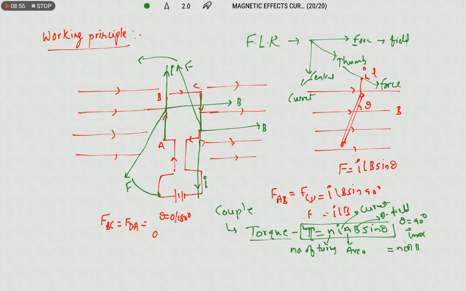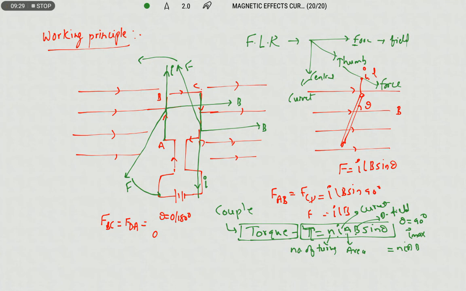If any one of the quantities is increased, we can increase the torque acting on the coil. As the torque increases, the number of rotations of the coil will also increase. That means we can increase the number of rotations made by the coil in a magnetic field by increasing the number of turns, the current, the area of the coil, or the strength of the magnetic field. In this way we can increase the speed of a coil. So this is the working principle of an electric motor.